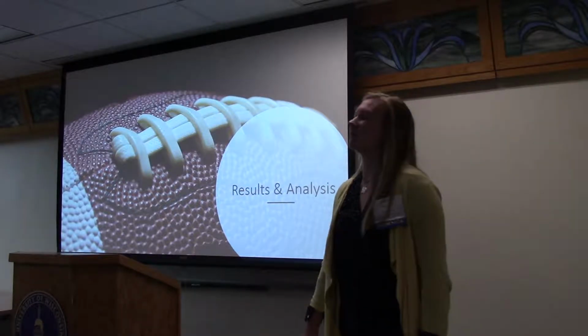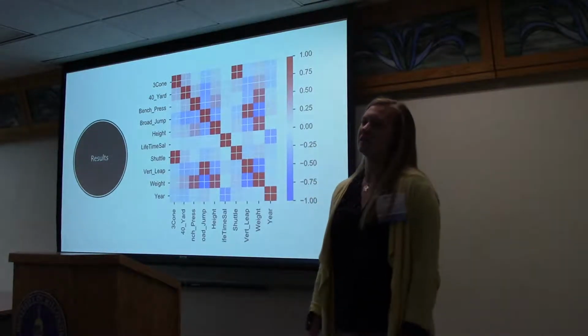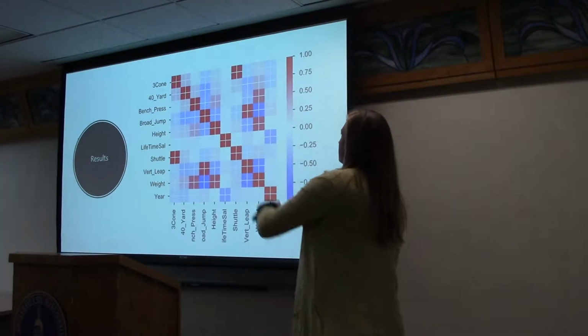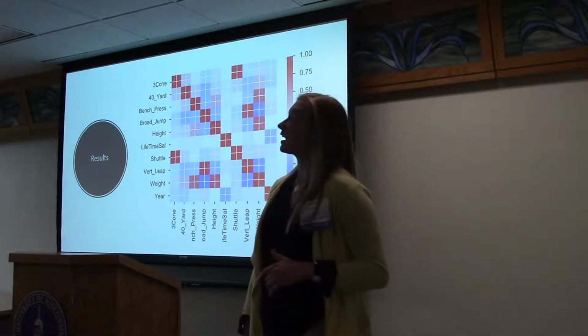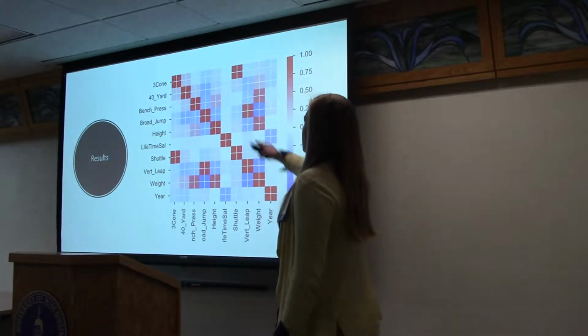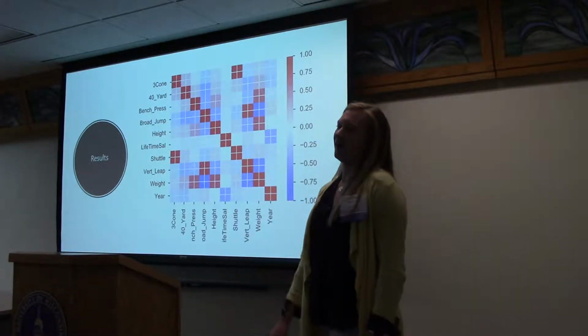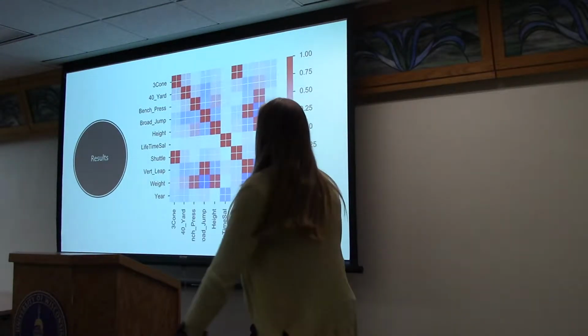So next, for my results and analysis, here you can see a correlation I did as a quick analysis. The dark red is a strong correlation. The dark blue is a negative correlation. As you can see, the straight diagonal is matched up with its own. So the three-cone is matched up with its own three-cone.